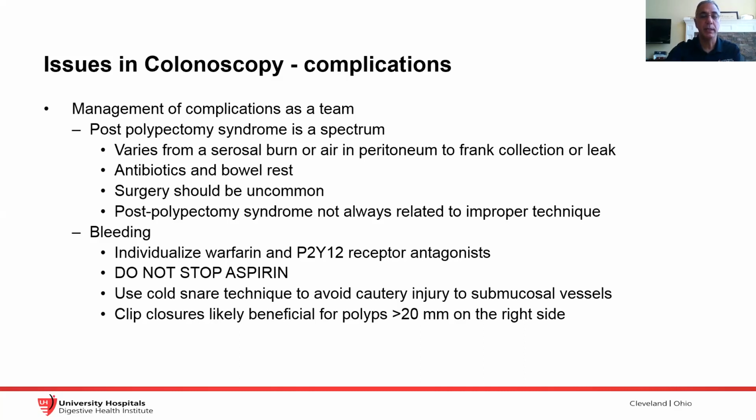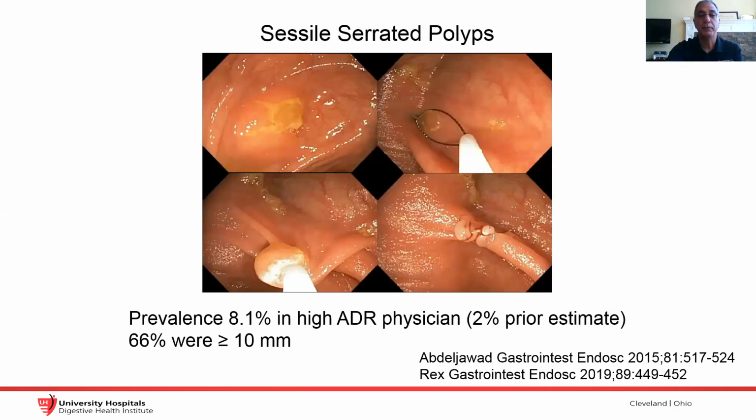Individualize your anticoagulants. Do not stop aspirin. For the most part, try to use cold snare technique to avoid cautery injury to the submucosal vessels, and clip closure is likely beneficial for polyps greater than 2 centimeters on the right side. Outside of that area, they're probably not beneficial.